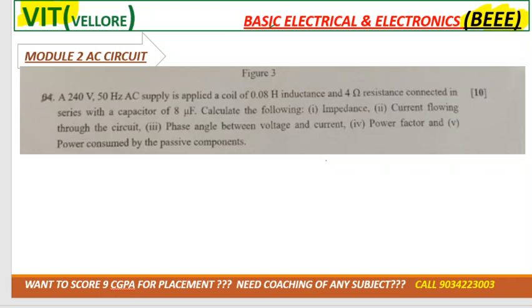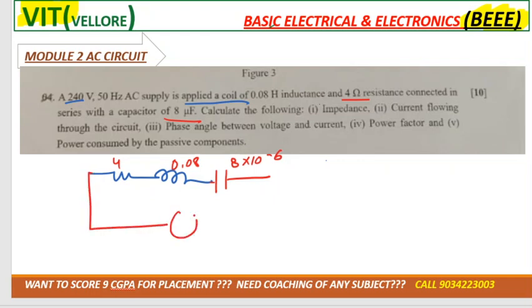Now see the next question from your paper only. In this they said a 240 volt, 50 hertz supply is applied to a coil. Coil, as I told you, is resistor and inductor, right? Resistance value 4 ohm, inductance value 0.08 henry, and that coil is connected with a capacitor of 8 microfarad. So here you can write it down as 8 into 10 raised to power minus 6 farad, right?